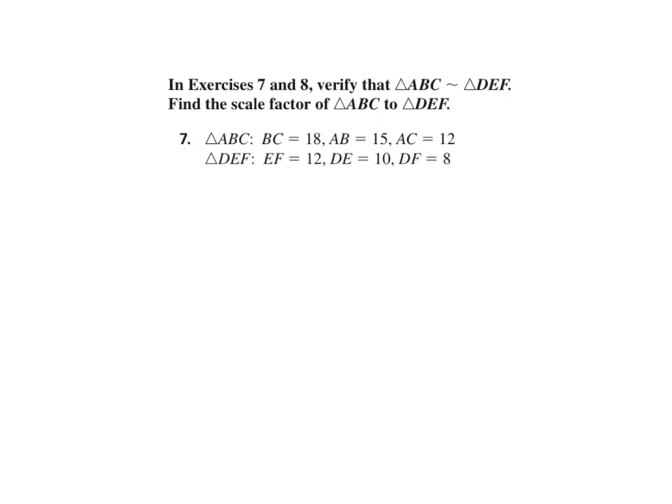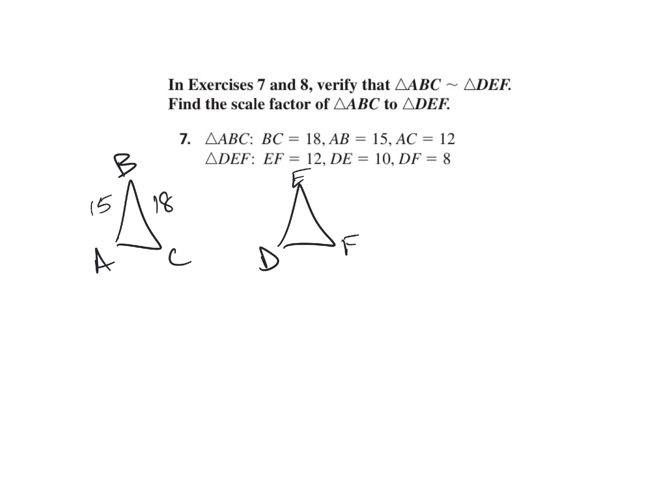Now, we're just going to draw generic triangles here. So we don't know if they're obtuse, acute, or right. We're just drawing generic ones and writing everything down. So it's ABC, and then we have DEF. Okay, so BC is 18, AB is 15, and AC is 12. EF is 12, DE is 10, and DF is 8. So by side, side, side, let's prove it. So everything's in the right order.